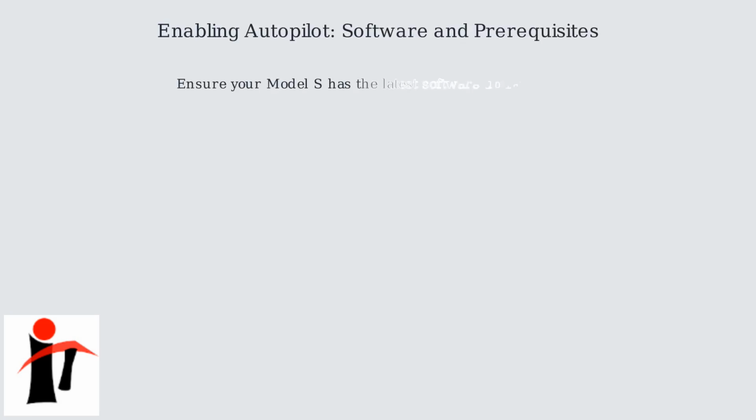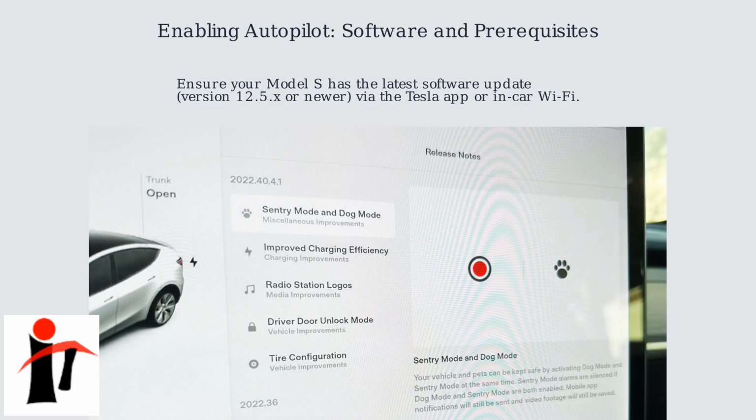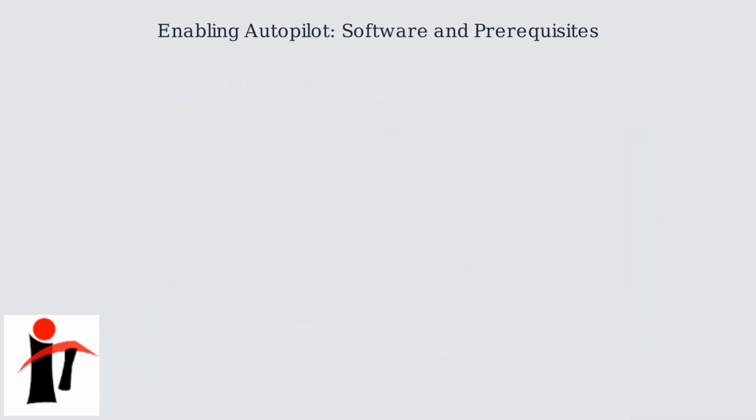Before activating Autopilot on your Tesla Model S, ensure your vehicle has the latest software update. This should be version 12.5.x or newer, which you can download through the Tesla mobile app or via in-car Wi-Fi connection. Next, meet the basic prerequisites for using Autopilot. Your Model S must be in drive mode with all seatbelts properly fastened. Additionally, certain model years include eye tracking technology that requires confirmation of driver alertness before activation. Finally, verify that Autopilot is enabled in your vehicle's settings. Navigate to the Controls menu, then select Autopilot to ensure the feature is activated and ready for use.